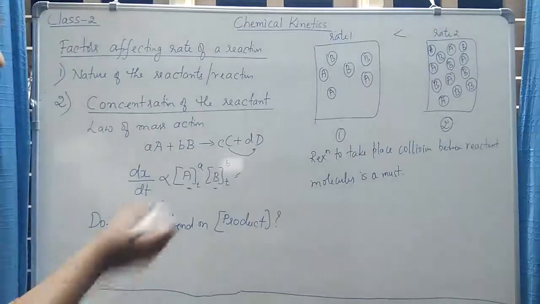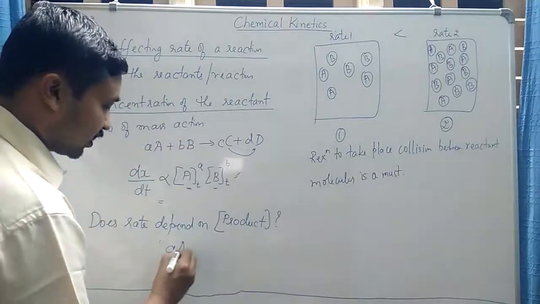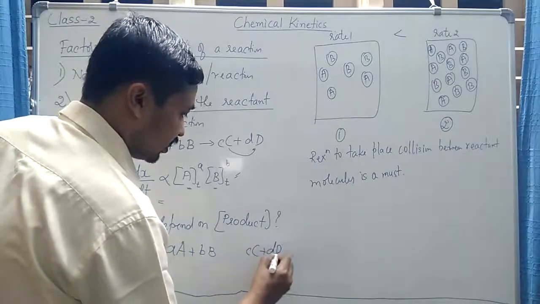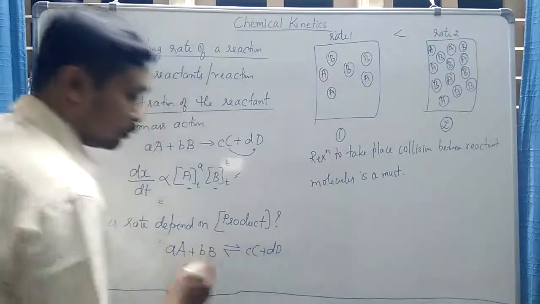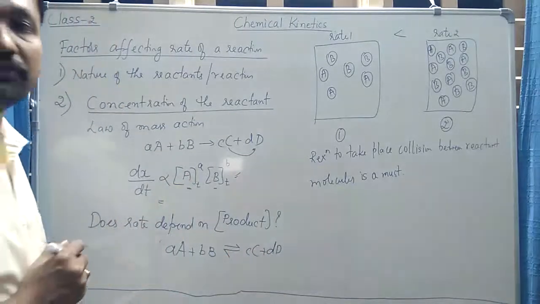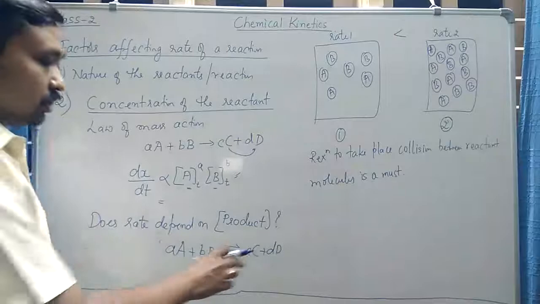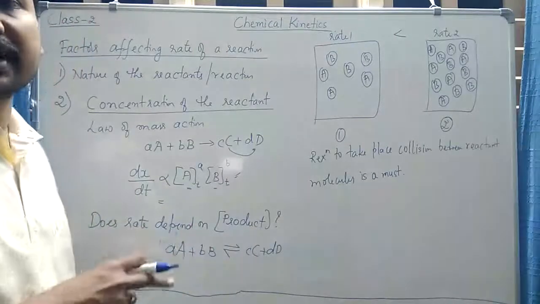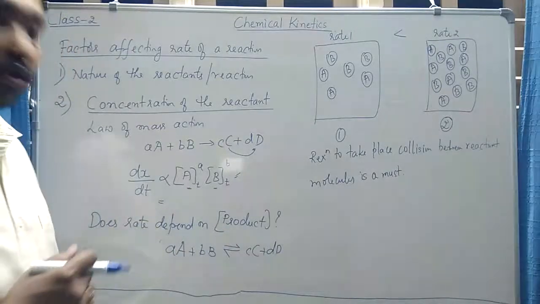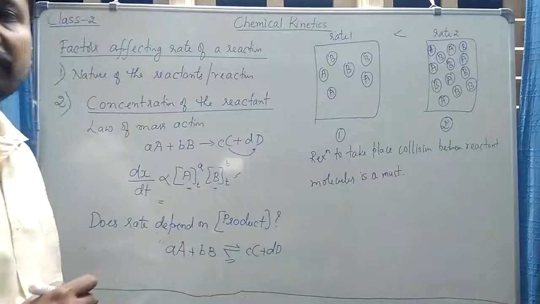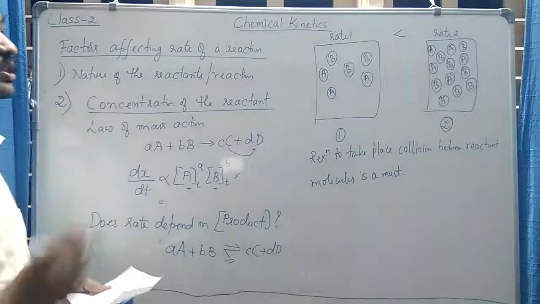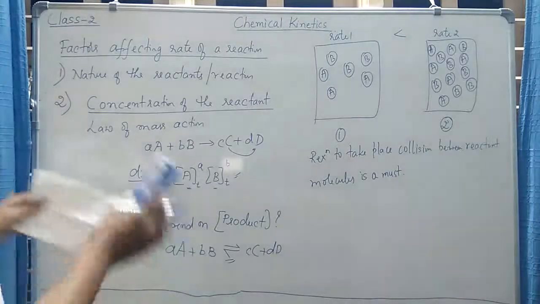But if the reaction is a reversible reaction, okay, what do you mean by reversible reaction? It is a reaction in which even the products have the chances of forming back the reactants on collision. In such case, the rate of the reaction not only depends on the concentration of the reactant, it also depends on the concentration of the product. We will discuss the kinetics of reversible reactions in detail later. Okay, so this is the second factor that affects, that is concentration of the reactant.